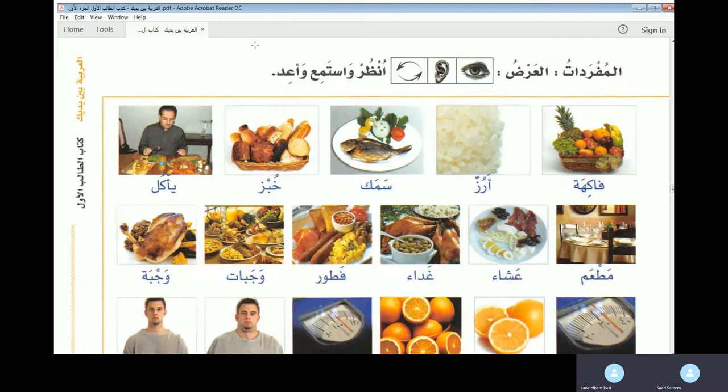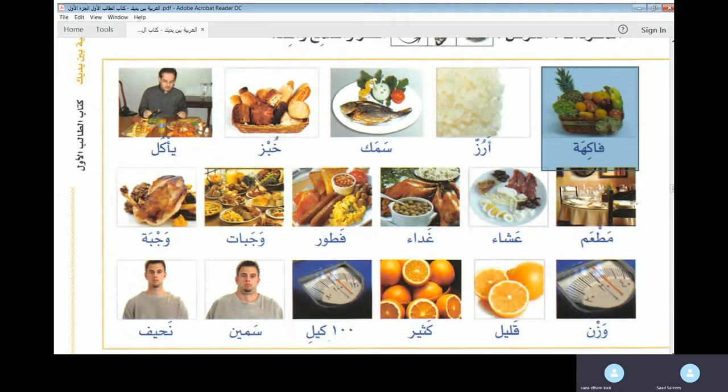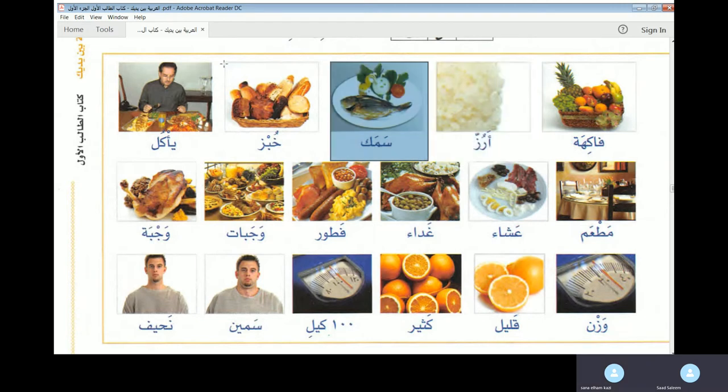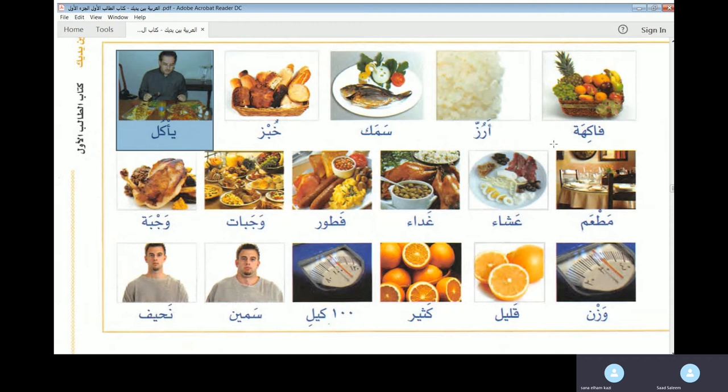Al mufradat, vocabulary presentation. Kunjar, wastami, wahid. Fakiha, fruits. Hariz, rice. Samak, fish. Khubz, bread. Ya'kul, eat. Mat'am, restaurant. Asha, dinner. Ghada, lunch. Fatur is olive? No, breakfast. Fatur, breakfast.